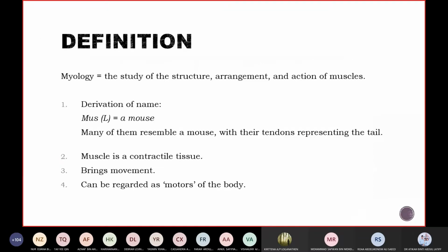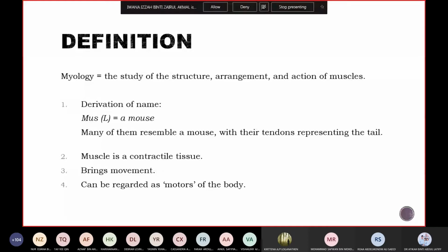By definition, myology is the study of structure, arrangement, and action of muscles. So basically, you're studying the anatomy of the muscles. The derivation of the name comes from the word mouse, because the shape of a lot of the muscles resembles a mouse, where the tendon of the muscle looks like the tail of the mouse. It is a contractile tissue which brings about movement, and it is the motor part of the body.